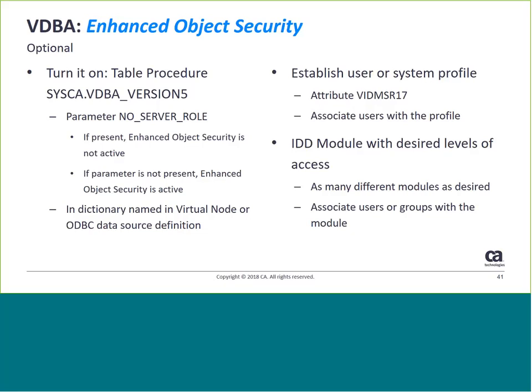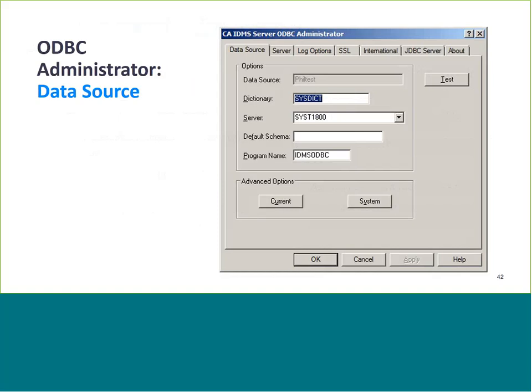So once it's turned on, you'll have to establish a user or system profile, associate users with that profile, and then within an IDD module is where you would specify the desired levels of access. Let's look at a few examples of that. Going on ahead, please, Sheila. Well, first, just to indicate again the ODBC data sources: for each of these data sources, you will have to turn on that enhanced security if you want to do that. So going on ahead now.